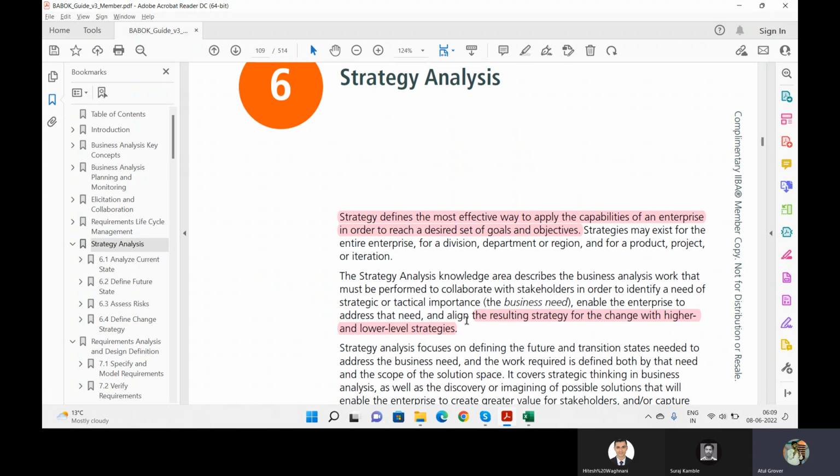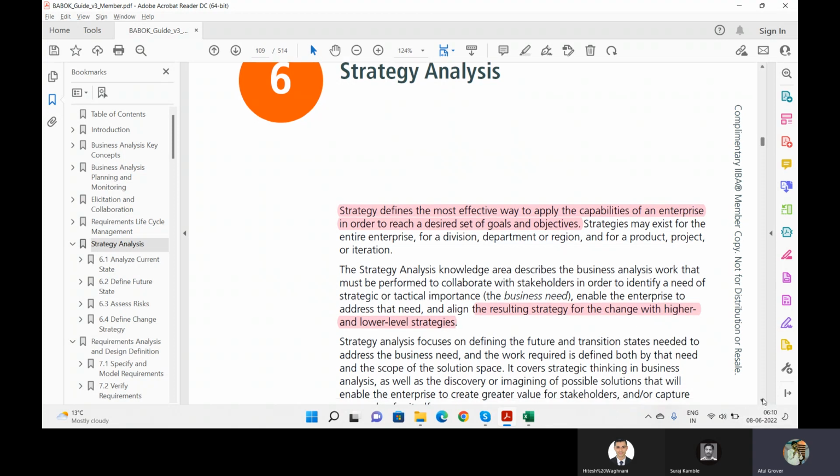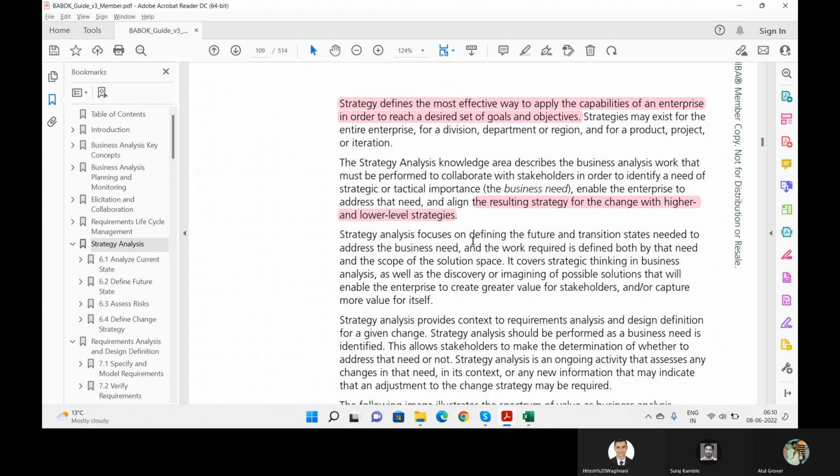Toh matlab ki ultimately kya hai ki aapko इस पर्टिकुलर एरिया में आपको क्या करना है, we have to identify how this particular need is going to be implemented. Is this need a strategical need or a tactical need, कि टाइम पास करना है थोड़े से लिए या फिर आपको लॉन्ग रन के हिसाब से सोचना है. ठीक है, now in this basically it is defining the future and the transition states need to be addressed.